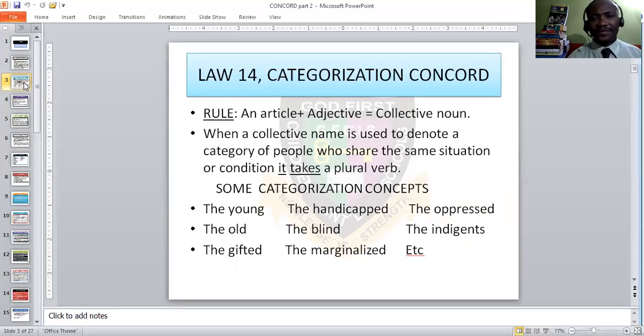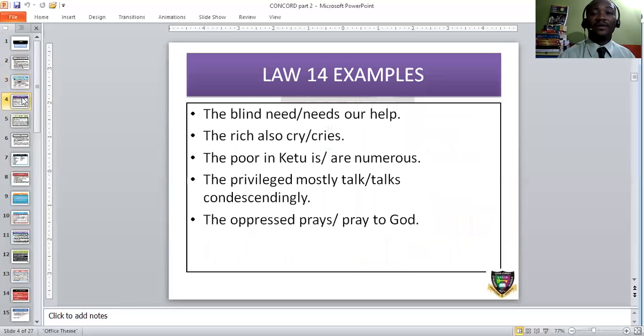What are some concepts that categorize? We have the young, the old, the gifted, the handicapped, the blind, the marginalized, the oppressed, the indigent, and so on. These are people sharing the same fate. They are categorized because they have the same problems militating against them. The blind, would it be need or needs our help? Of course, plural, need. The rich also cry. Why don't they say the rich also cries? You now know why they say the rich also cry, not cries. The poor in K2, the poor are numerous, not is.